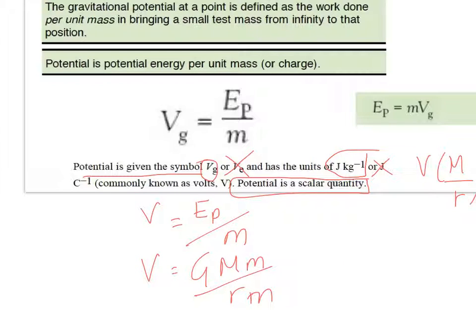Okay, so that's simple enough. We have the potential energy, which is G M over R, but it's per unit mass. So of course these two cancel out and we end up with G M over R. Okay, and that's how we work out potential.